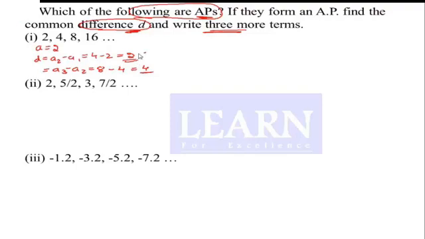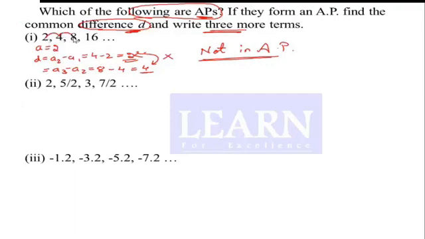Now look here, we have got two different differences. One is 2 and the other one is 4. If we get two different differences, it means it is not in AP, because for an AP there should be a common difference. The difference should be the same. Here it is not in AP.